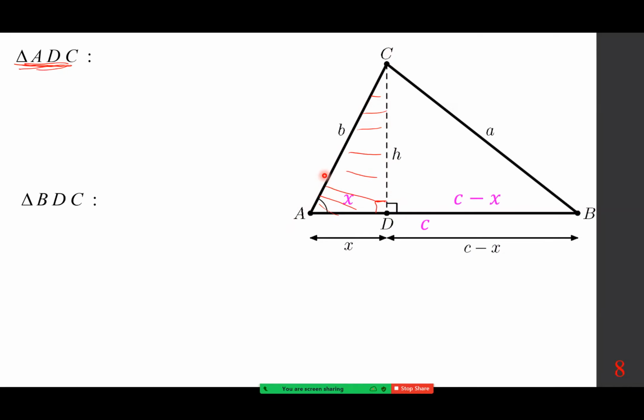So first and foremost, this side is X. This makes it C minus X, because from A to B, opposite the capital C is lowercase c. And so we have this one. If you want, again, you can write AD squared plus CD squared equals AC squared.